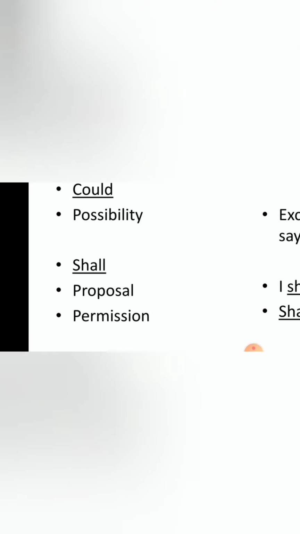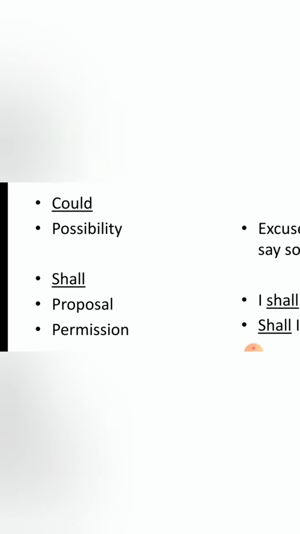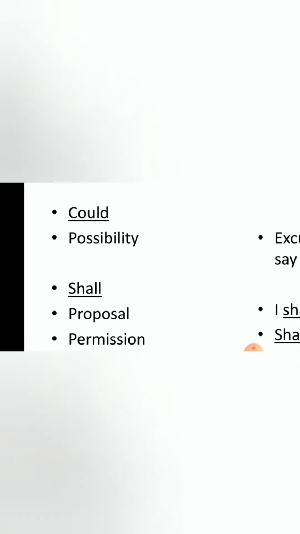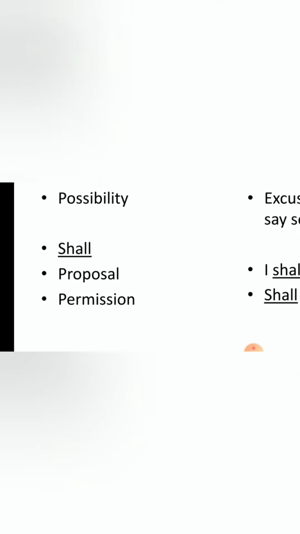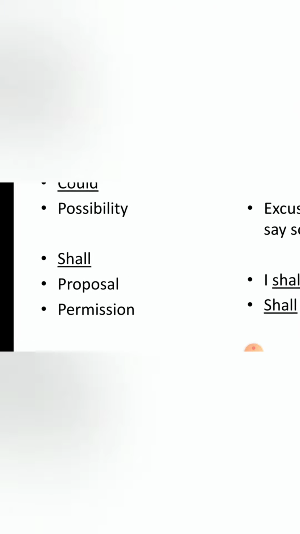Okay. Next modal verb is shall. Shall has also two functions, proposal and permission. What is the meaning of the modal verb shall? The traditional rule is that shall is used with the first person pronouns, that is I and we, to form future tense. So here we have two functions that we are going to learn.